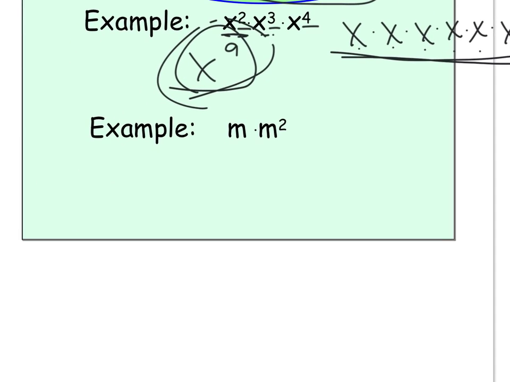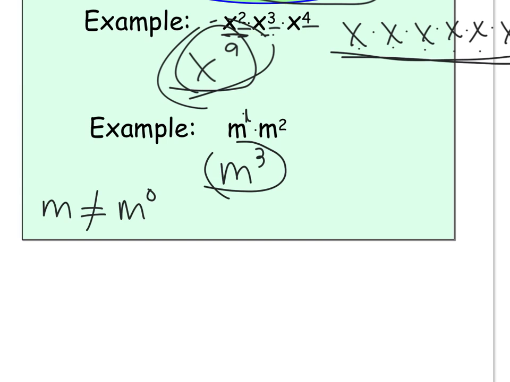So for number 2, the bottom one here, m and m squared, well, I have to think about this as m to the power of 1, so that's going to be m to the third. All right, don't make the mistake. Everyone magically thinks if it's just m, that means it's m to the 0. That is not true. So there's my answer.